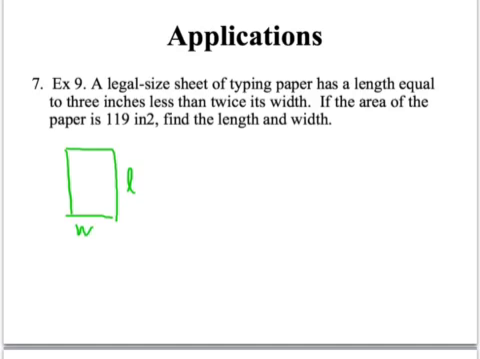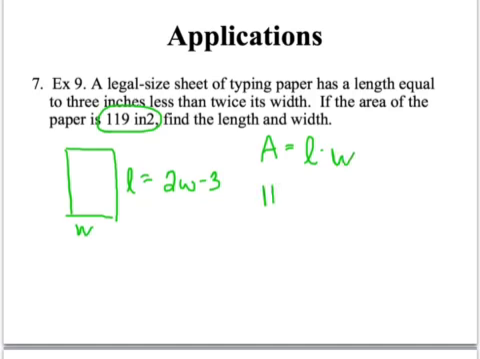Now it tells me that the length is equal to 3 inches less than twice its width. So I write that out. The length is equal to 3 inches less than twice the width. So if I take away 3 from 2 times w, that is going to be my length. Now, how do you find area? Because they tell us the area is 119 square inches. That's going to be the formula we want to use. Hopefully you remember it's length times width.